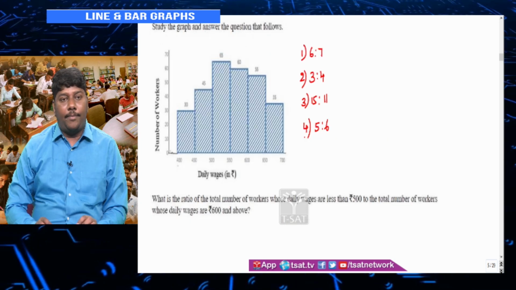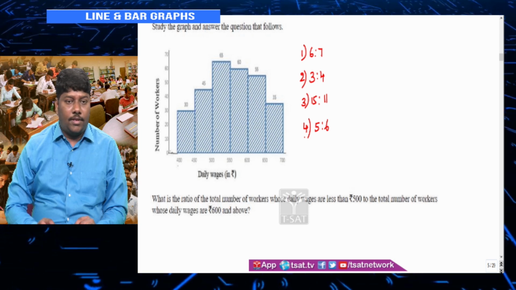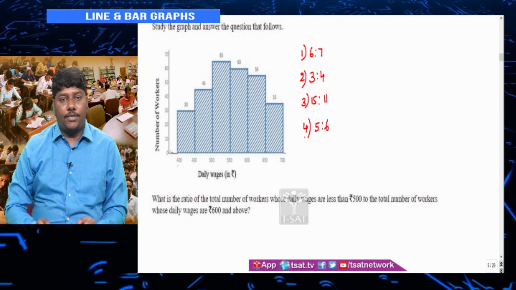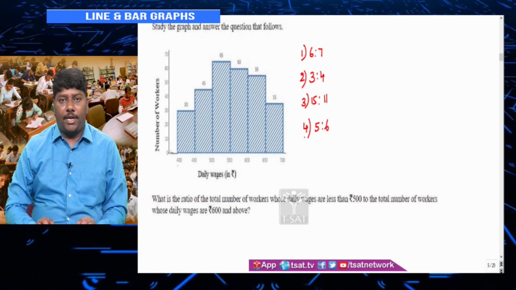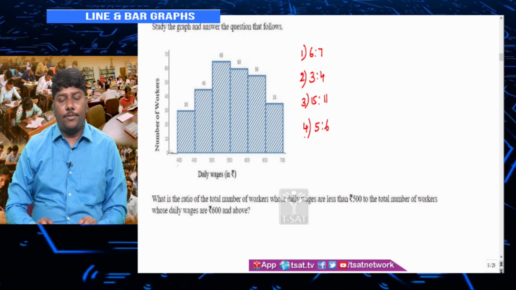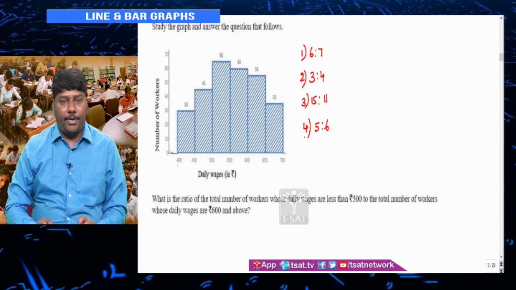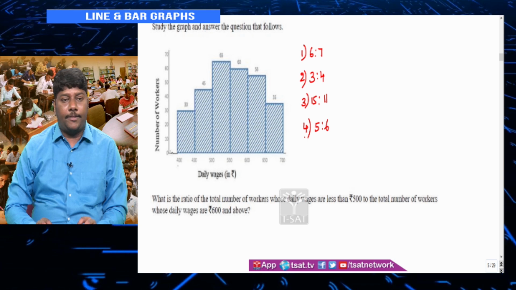This is also another type of bar graph. Now, you can actually represent this graph in a line also. Study the graph and answer the question that follows. You call it histograms. Sometimes you can write it in terms of a table, and you can take the class interval and show the same graph. But you have shown it in bars. Look at what it says.